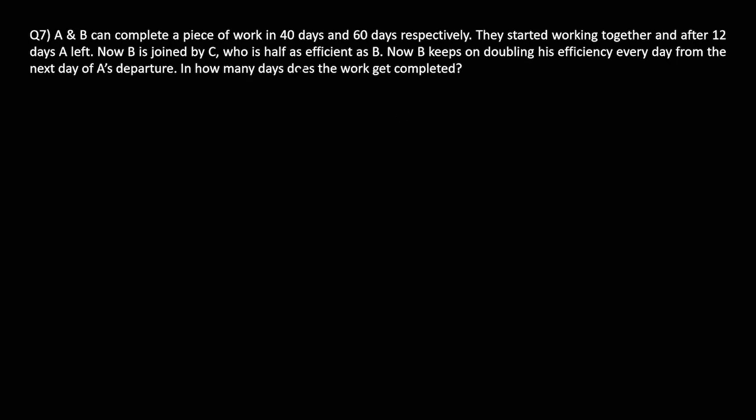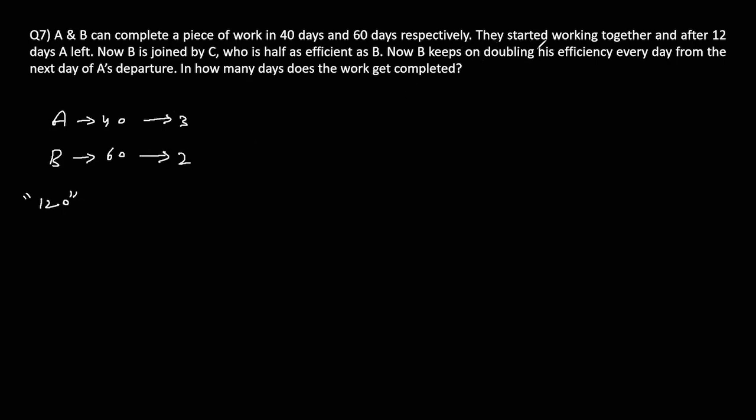Right. So let's try and solve this question. Now, this question says that A and B can complete a piece of work in 40 days and 60 days. Can I look at these two numbers and presume something as the total unit of work? Let me take 120 as the total unit of work. Right. Now, if 120 is the total unit of work, then A will finish 3 units per day and B will finish 2 units per day.